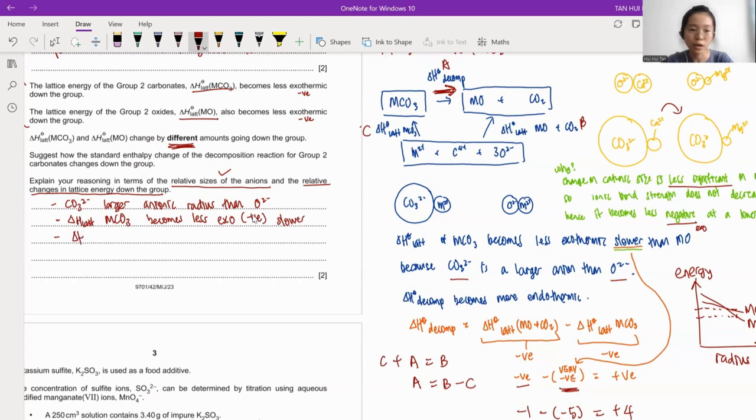That's why your enthalpy change of decomposition of MCO3 will become more endothermic, which is also the same as if you put positive.